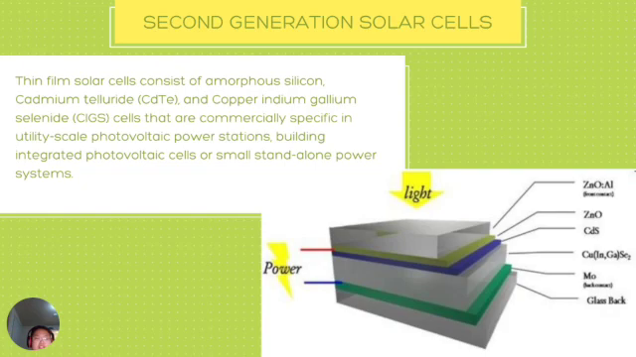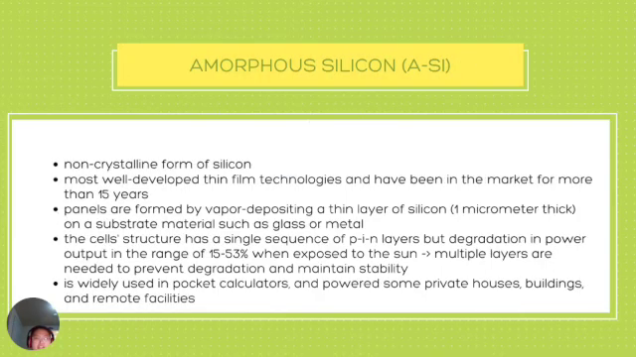They are thin film solar cells, consisting of amorphous silicon, cadmium telluride, and copper indium gallium selenide cells that are commercially used in utility scale photovoltaic power stations, building integrated photovoltaic cells, or small standalone power systems. One specific type of second-generation solar cells is amorphous silicon. They are a non-crystalline form of silicon, the most well-developed of the thin film technologies, and have been in the market for more than 15 years. The panels are formed by vapor depositing a thin layer of silicon around 1 micrometer thick, which is less than 300 times thinner than traditional silicon solar cells.